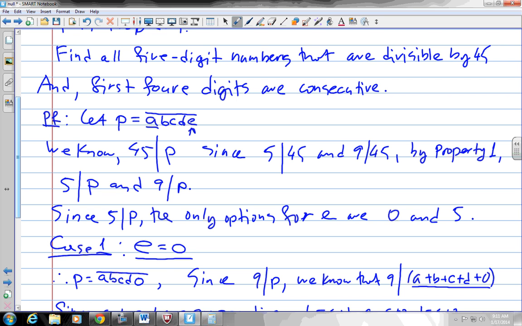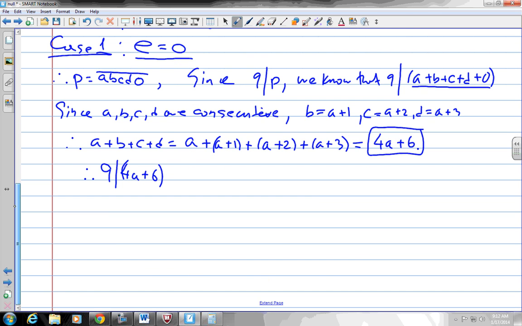Could it be 7? No, because 7, 8, 9, 10. D cannot be 10, because D is just one digit. Right? So A is anything between 1 and 6. So I'll literally have to plug in 1, 2, 3, 4, 5, 6, and see which one gives me a divisibility by 9. A could be 1, 2, 3, 4, 5, and 6. It cannot go higher because then it breaks down on that consecutive clause.